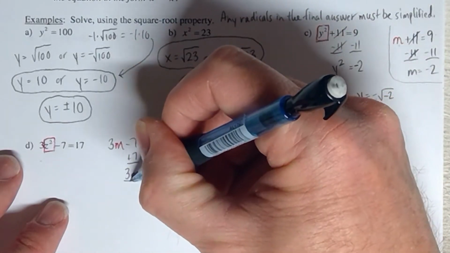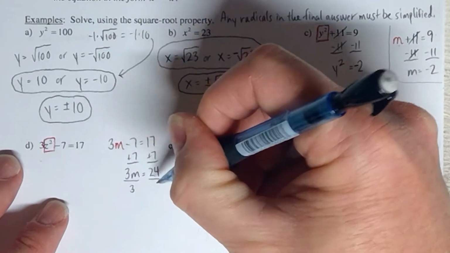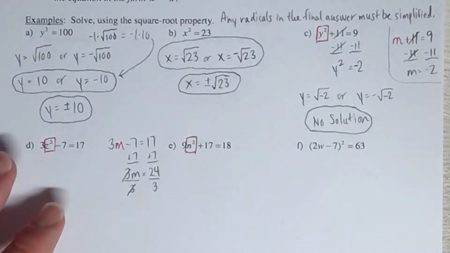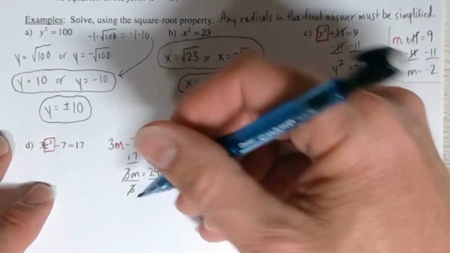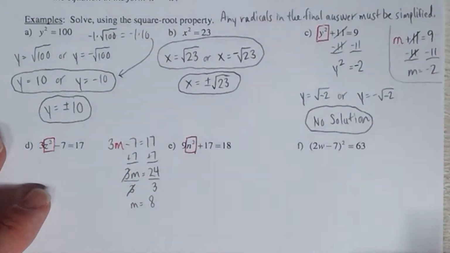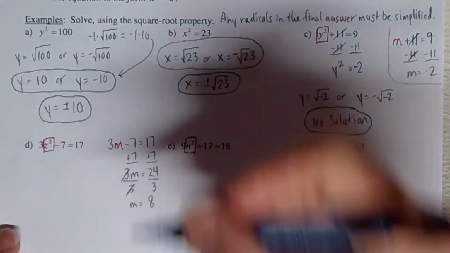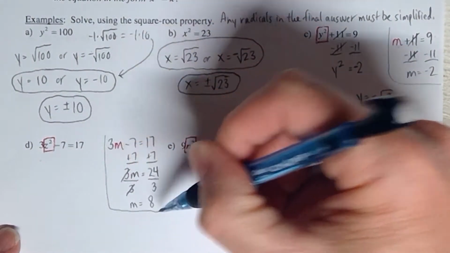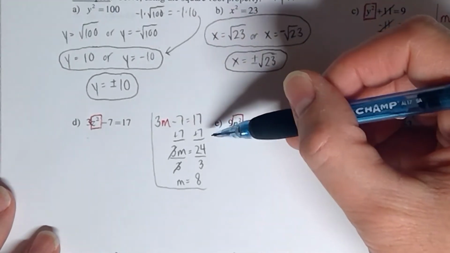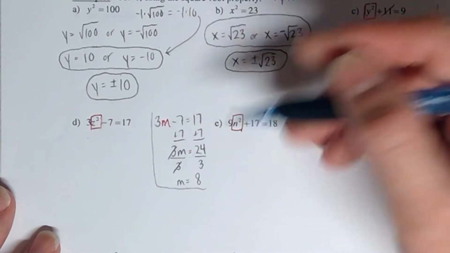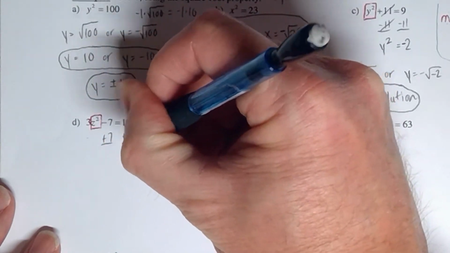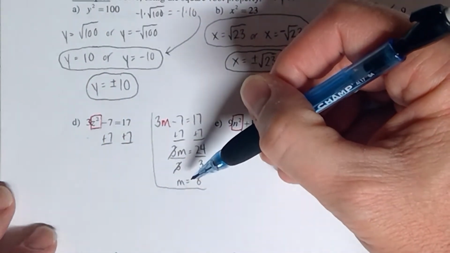And then that cancels, and now we get m equal to 8. The same steps are going to be used in this problem. So what did we do here? We added the 7 over, and then we divided the 3. Same exact thing here. This is how you can be certain that you're doing the right steps. Just do the same steps you did here.